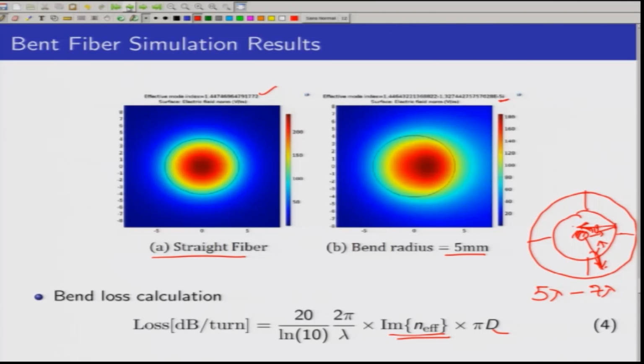Okay, where lambda is the operating wavelength. Now, we have seen how the bending affects the mode pattern and the effective index, and we have also calculated the loss from that one.